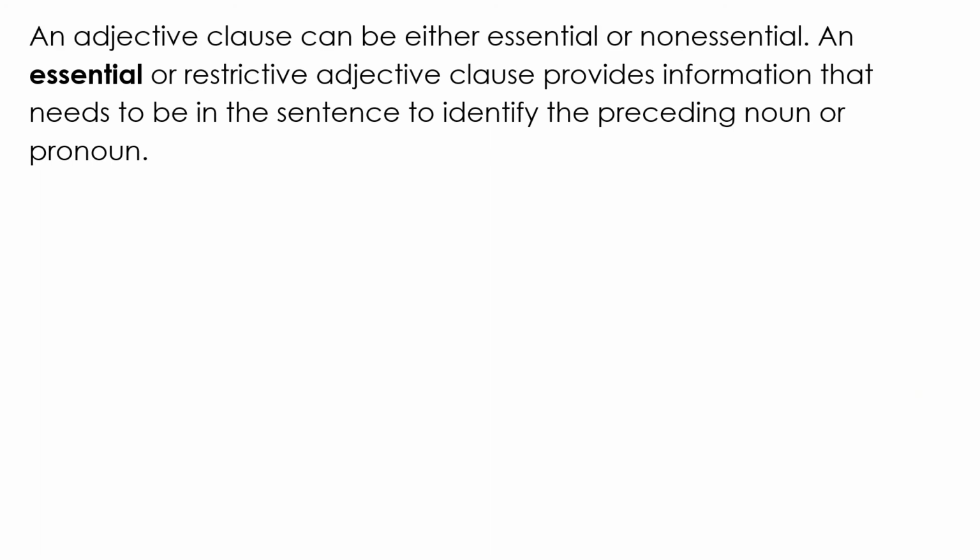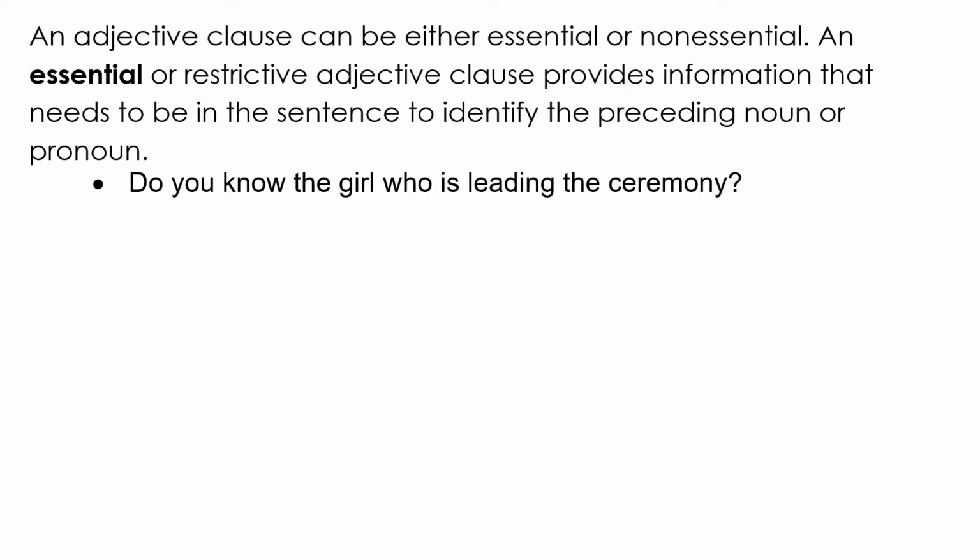An adjective clause can be either essential or non-essential. An essential or restrictive adjective clause provides information that needs to be in the sentence to identify the preceding noun or pronoun. Do you know the girl who is leading the ceremony? Who is leading the ceremony is an adjective clause. It's describing girl, and it needs to be in the sentence.